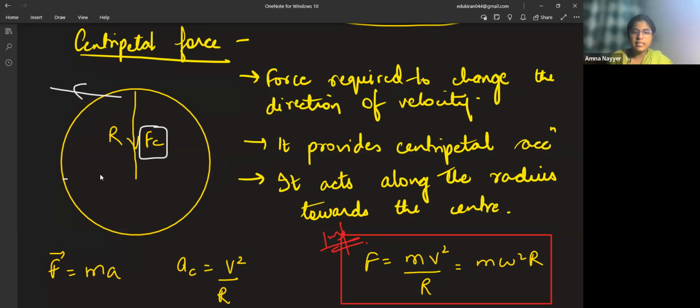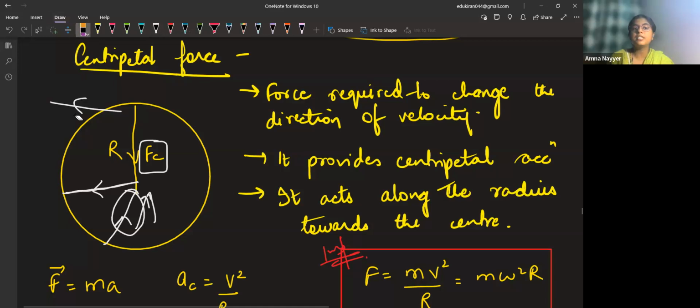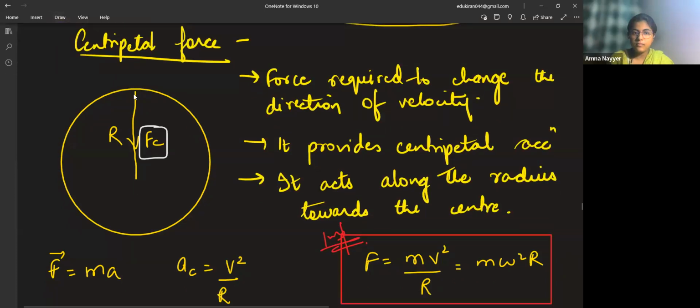If this is the radius of the circle, it acts along the radius, and this is also along the radius, and this direction is also along the radius. So towards the center, this is the centripetal force, and the same direction is for centripetal acceleration, along the radius and towards the center. It is acting along the radius and towards the center. mv square by r is the formula.